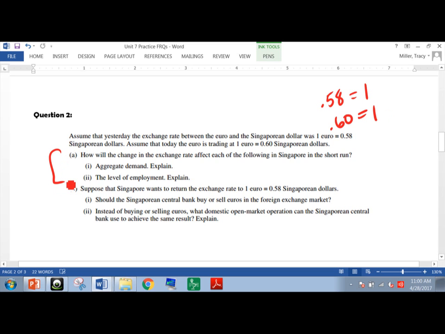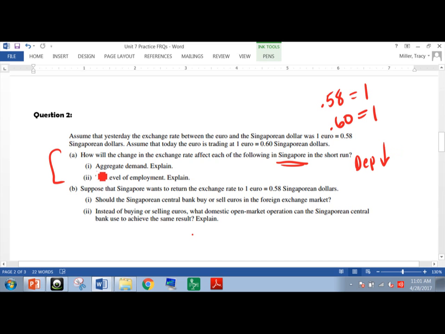Okay, so if we go to the first part of the question, it said, how will the change in the exchange rate affect each of the following in Singapore in the short run? So we have to understand from the Singaporean perspective that we've had a depreciation of currency. So that means that everything in Singapore is going to be less expensive to countries that buy from them, and also from a Singaporean perspective, European goods in particular are going to be pricier.